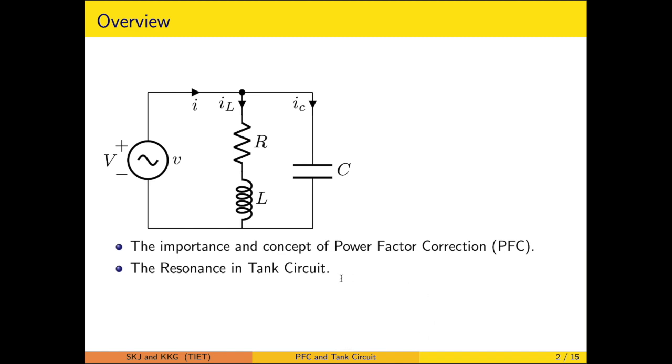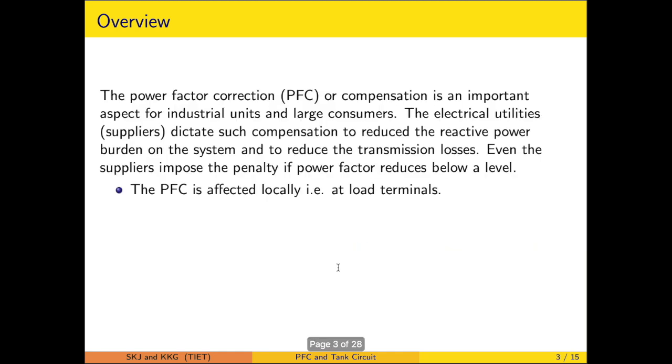So this particular we have already discussed, and what we are going to cover is the importance and concept of the power factor correction, then we will be coming to the resonance. As mentioned, the power factor correction is a requirement for the large industrial unit. Likewise, electrical utilities like the electricity boards dictate such compensation to reduce the reactive power burden on the system and to reduce the transmission losses.